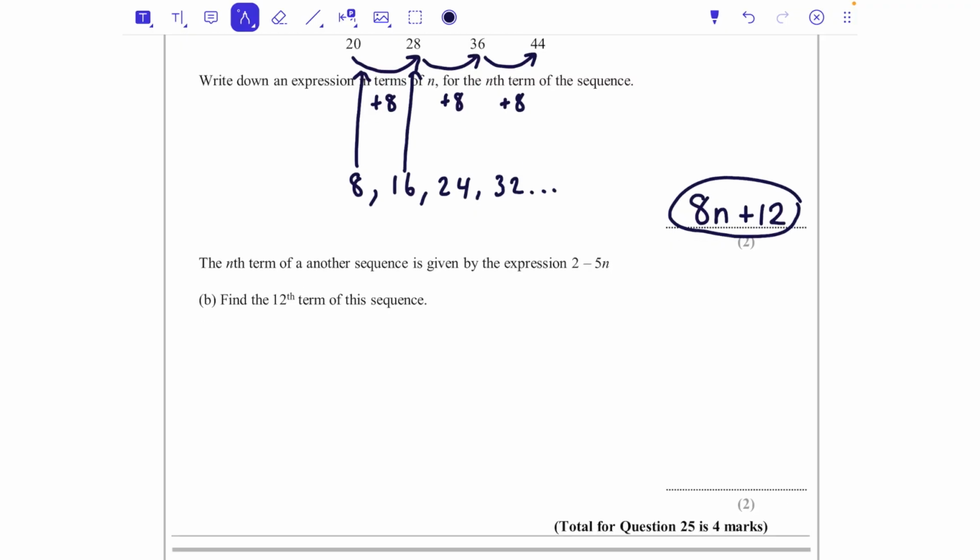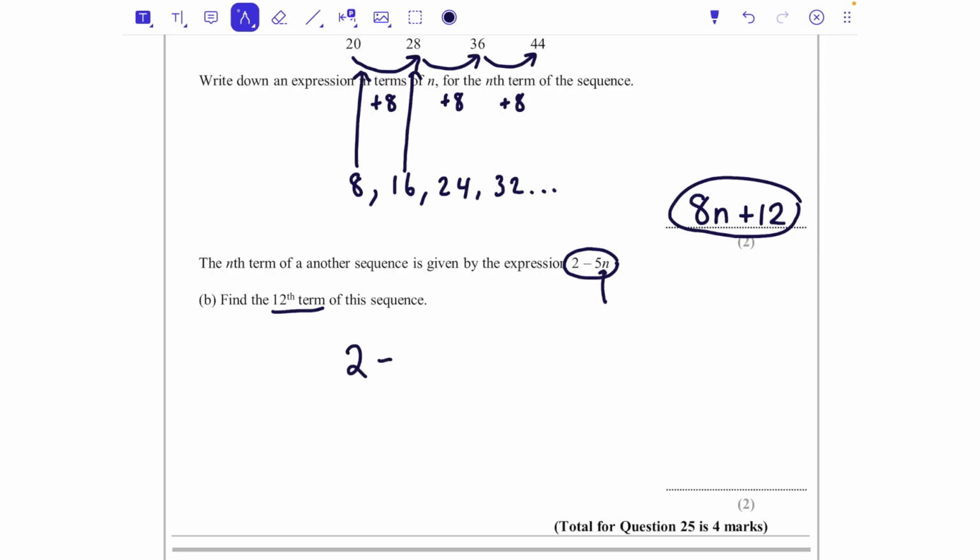The nth term of another sequence is given by the expression 2 minus 5n. Find the 12th term of this sequence. So the reason we get an nth term is so that we can work out any number in the sequence by changing n to be the position that we want. We want the 12th number in the sequence, so we're going to change n to be 12.